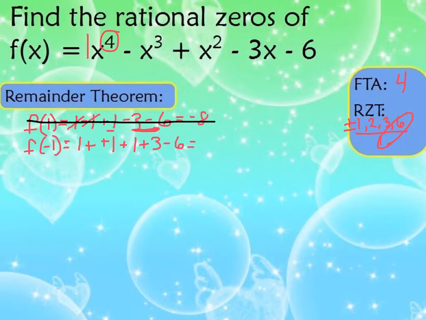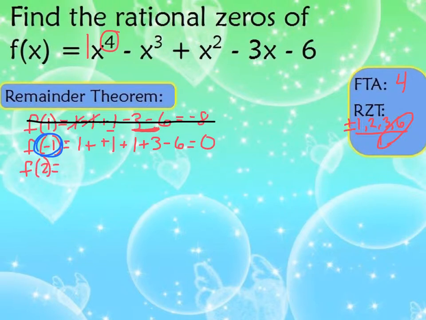So when I look at this, I add up all my positives. That's 1, 2, 3, 6, minus 6. What do you know? I got a 0. So what that means to me is that -1 is going to be one of my zeros because it doesn't have a remainder. Let's keep going. F of, let's put in 2.